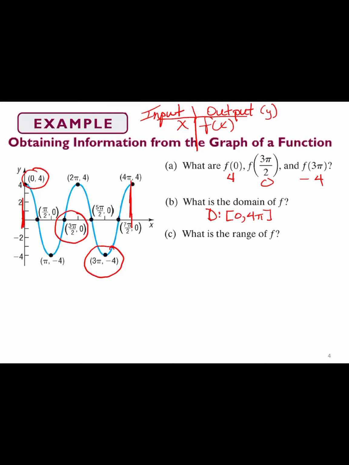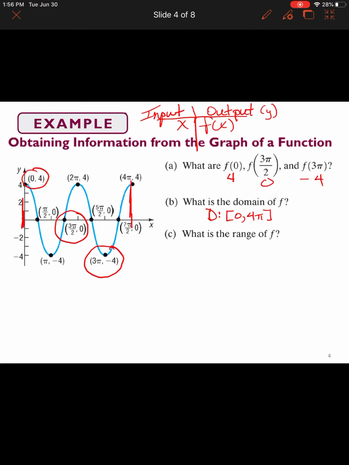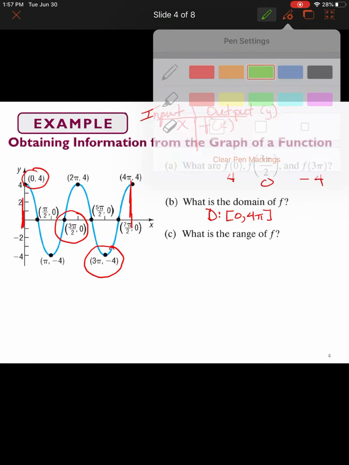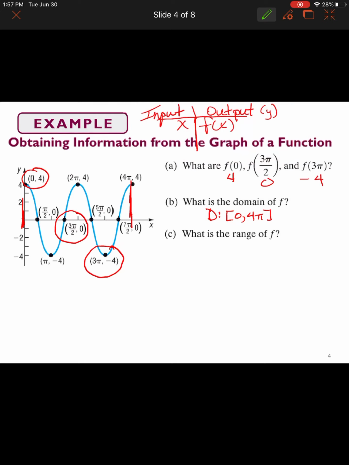Alright. What is the range? For the range, we look at the y-axis. You want to see how high the function goes, how low the function goes. If you can measure how high it goes, that's letting you know it's not going to infinity. This graph goes, the highest it goes is 4, the lowest it goes is -4. So the range of this function would be from -4 to +4.